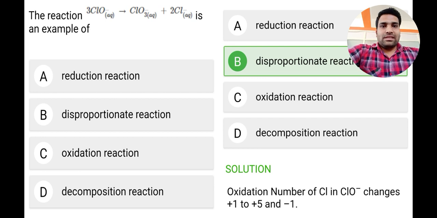So next, the reaction 3ClO- gives ClO3- plus 2Cl- is an example of what? As I already told you, if you see the reaction, chlorine has 3 different oxidation states. That means the oxidation number of Cl in ClO- changes from +1 to +5 and -1. So that means +1, +5 and -1. So that indicates it's a type of disproportionation reaction.